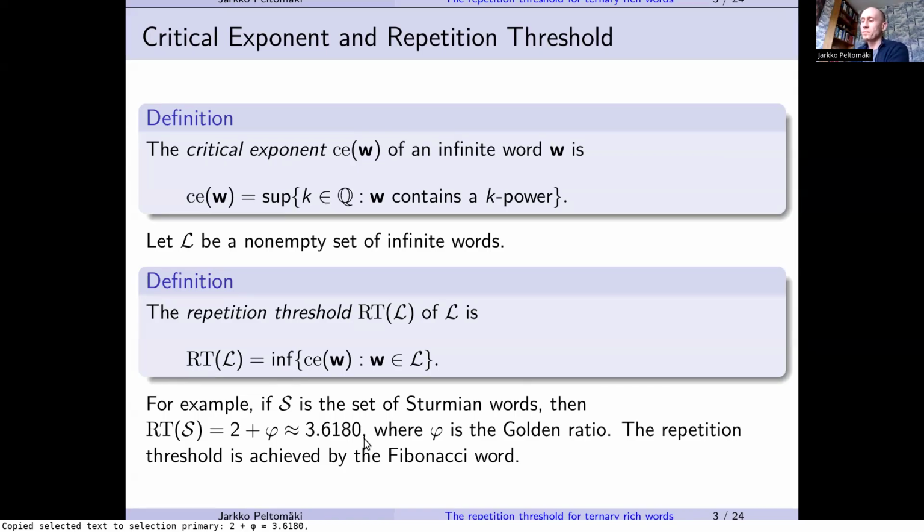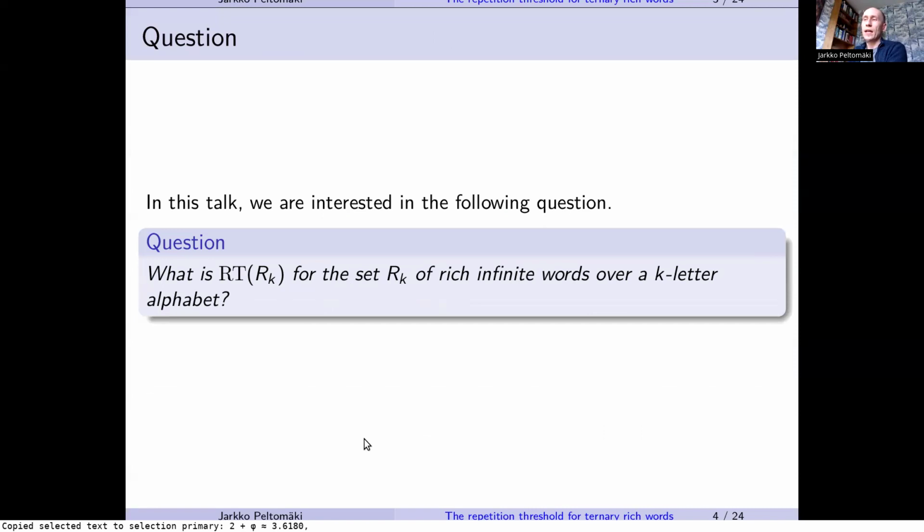Papers like this. But today I will talk about the following problem, which is about determining the repetition threshold for the language of rich infinite words over a k-letter alphabet. So we would like to know this quantity as a function of the number of letters you have in the words. And of course, I'll tell you what a rich word is.